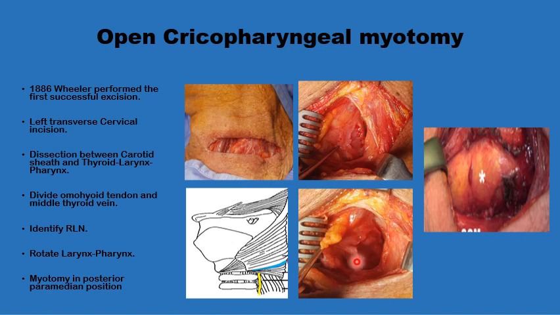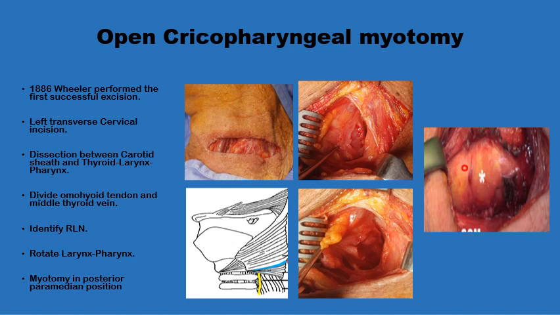the Cricopharyngeus muscle. The recurrent laryngeal nerve passes close to the muscle in its anterior part, but the myotomy should be placed as well posteriorly in the paramedian position, well away from the recurrent laryngeal nerve. The myotomy itself should extend about 5 to 6 centimeters. It involves dividing all the fibers of the Cricopharyngeus muscle and the lower fibers of the Thyropharyngeus muscle superiorly, and the upper centimeter or two of the esophagus inferiorly. All these fibers should be divided.